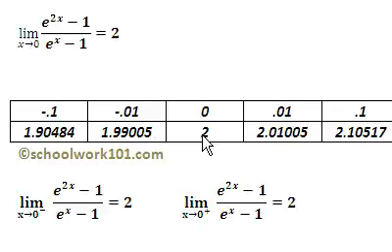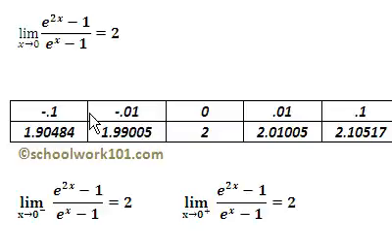Now if you really wanted to get as close as you possibly can to 2, or at least a whole lot closer, you could type in negative 0.000001 into here, and we'd get an even better approximation showing that we're getting closer and closer to 2, but I just stopped at 0.01.